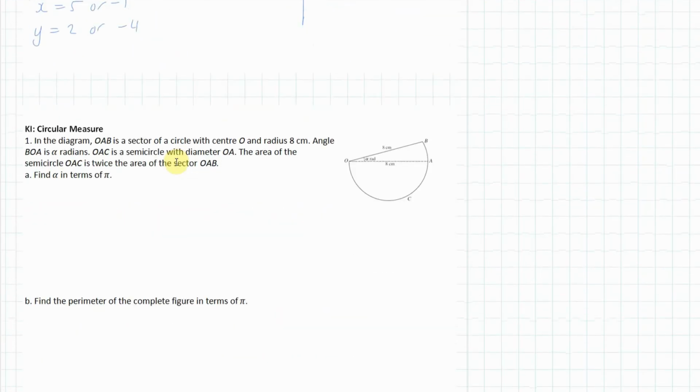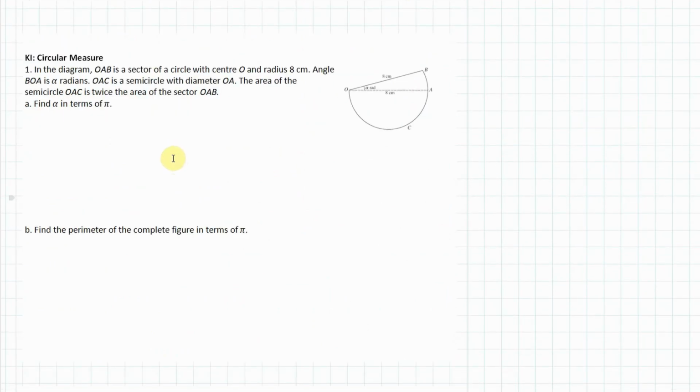Okay dokey, moving on to the circular measure question. In this diagram, OAB is a sector of a circle with radius 8. Angle BOA is alpha radians. OAC is a semicircle with diameter OA, and the area of the semicircle OAC is twice, that's important, the area of sector OAB. Find alpha in terms of pi.